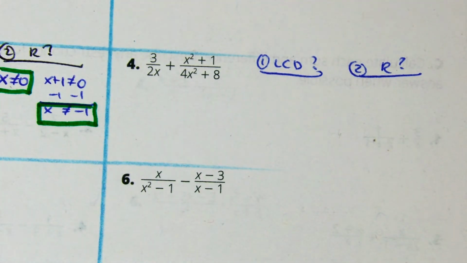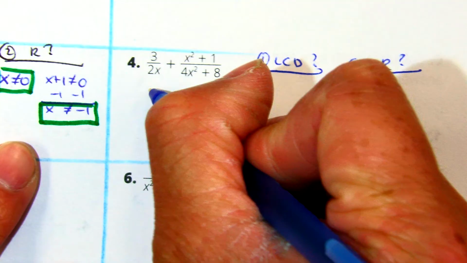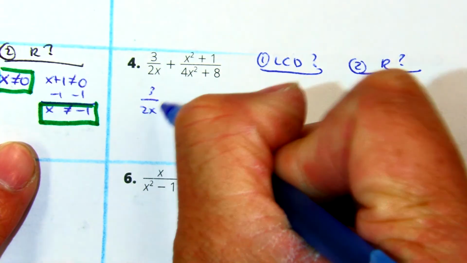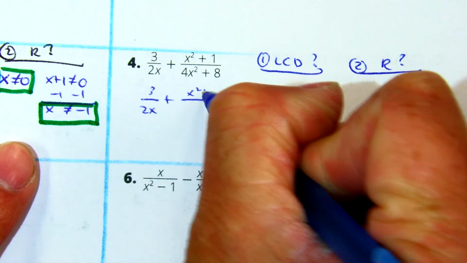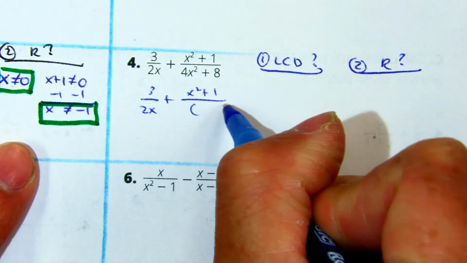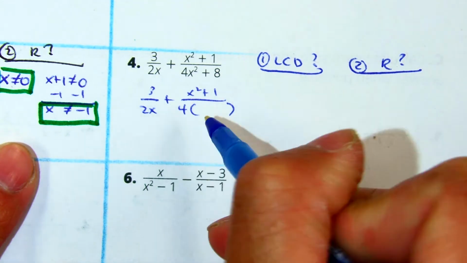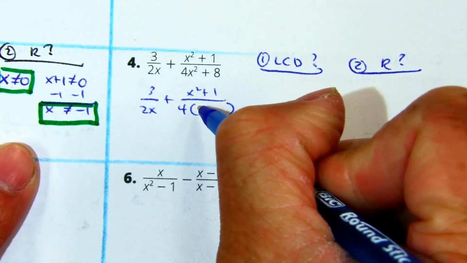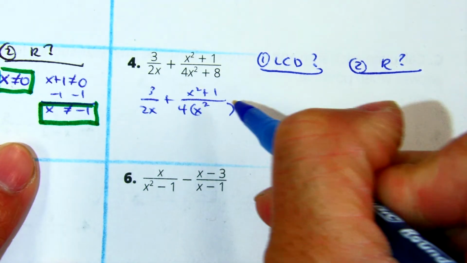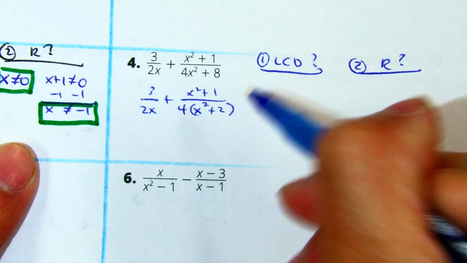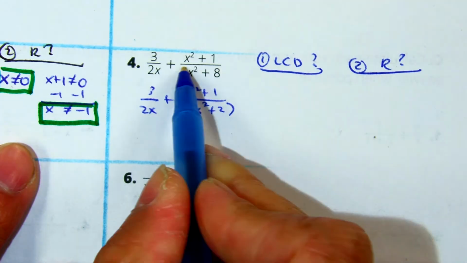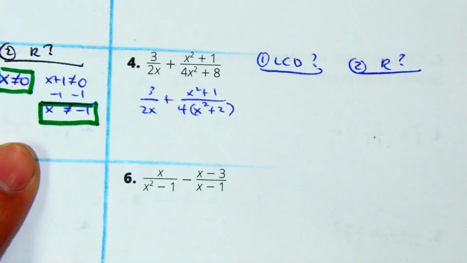Girls, when you factor here, what do you get? What's the GCF? 4. And girls, what goes inside? X squared plus 2, right? 4 times x squared is 4x squared, and 4 times 2 is 8. Raise your hand if you got that. Okay.